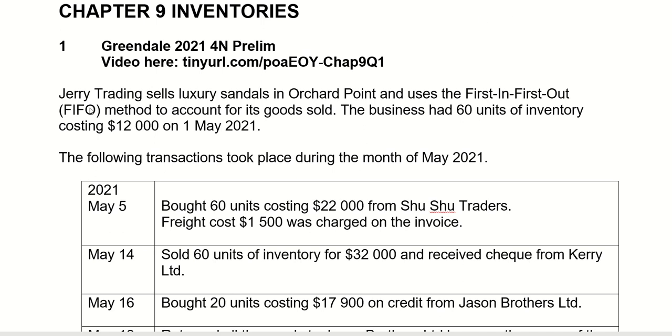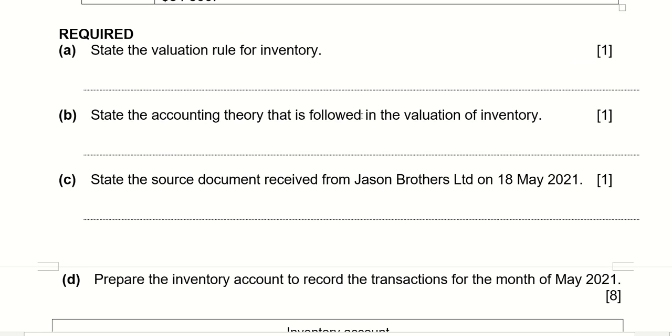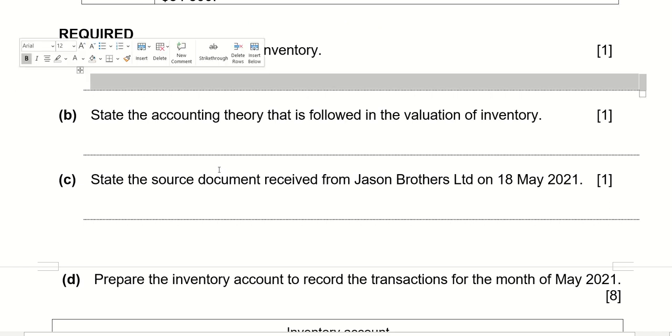This business, called Jerry Trading, sells luxury sandals in Orchard Point, and they use the first in, first out method to account for its goods sold. There's a whole lot of information in front, but the first few questions, if you notice, are actually more about the theory relating to inventory. So the first one, the valuation rule for inventory.